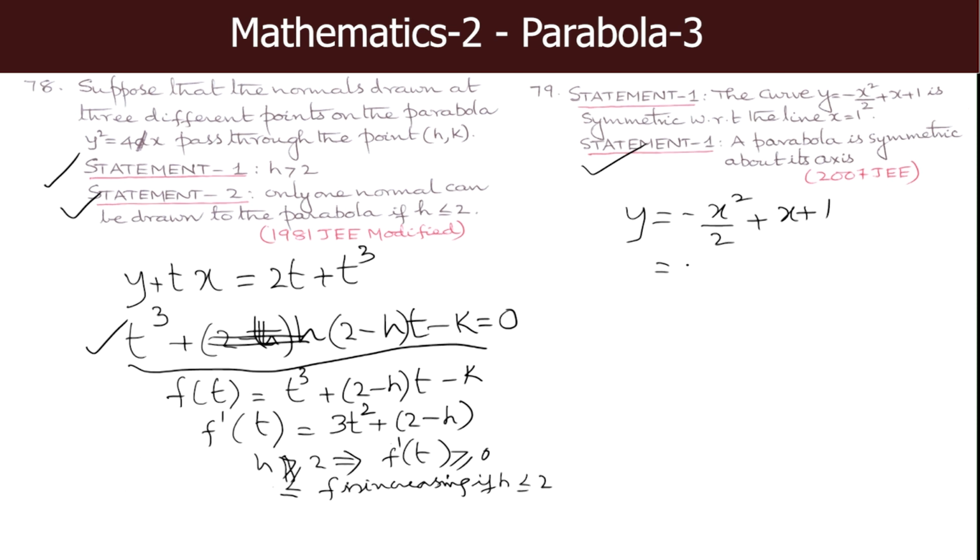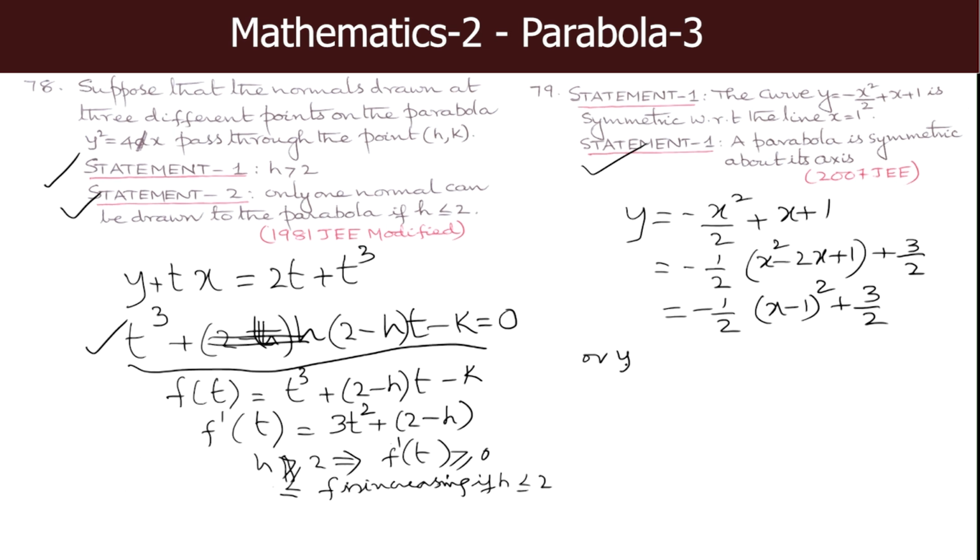Its standard form is y equal to ax square plus bx plus c. Take minus half common: x square minus 2x plus 1. Minus half into 1 is minus half, plus 3/2 gives 1, it matches. Minus half into minus 2 is plus x. So minus half into x minus 1 whole square plus 3/2. Or y minus 3/2 is equal to minus half into x minus 1 whole square.